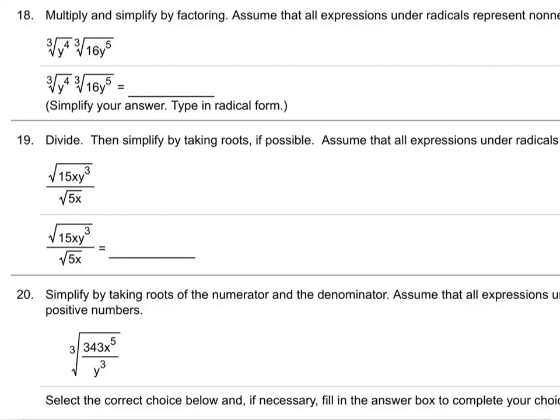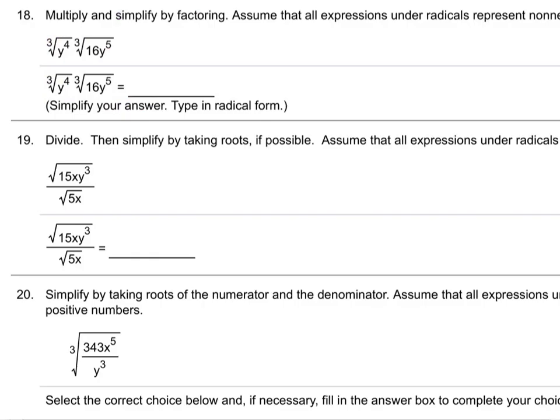Number 18. So I'm going to rewrite number 18 here, on a fresh screen. Cube root of y to the 4th, and cube root of 16y to the 5th.